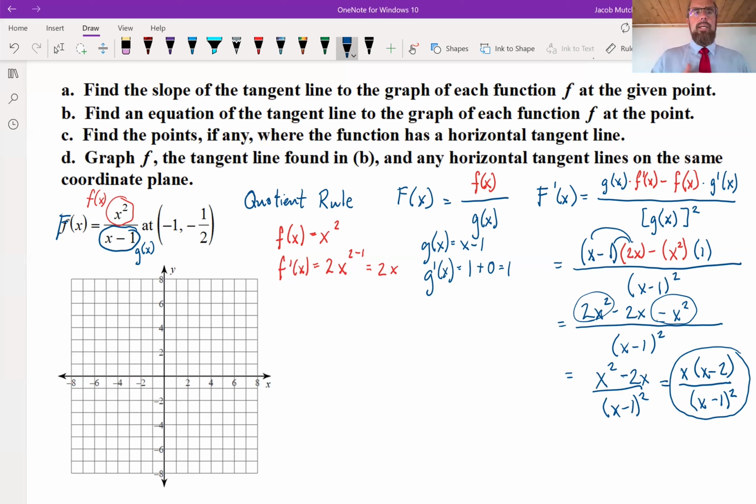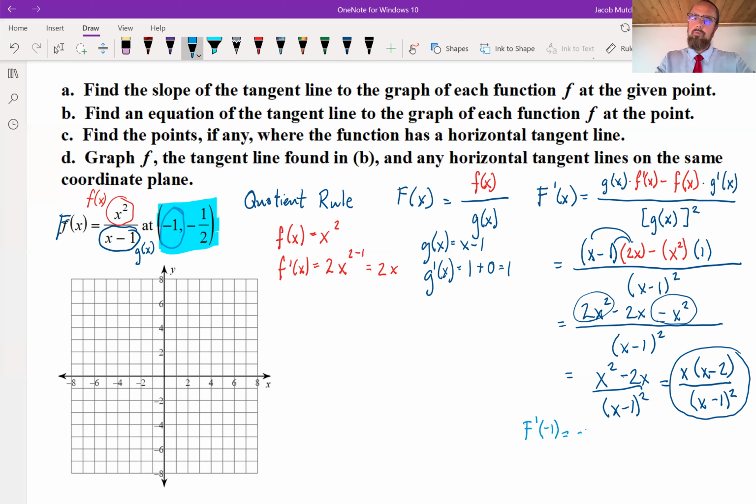So if I look at my tasks here, part A is saying find the slope of the tangent line to the graph of each function f at the given point. So the given point is this -1, -1/2. So the part from that I need to pull is really the x value, because I want to substitute that into my derivative, and that'll tell me what's the slope of the tangent line at that point. So big F derivative at -1. And I'm just going to substitute into this rule that we wrote for the derivative.